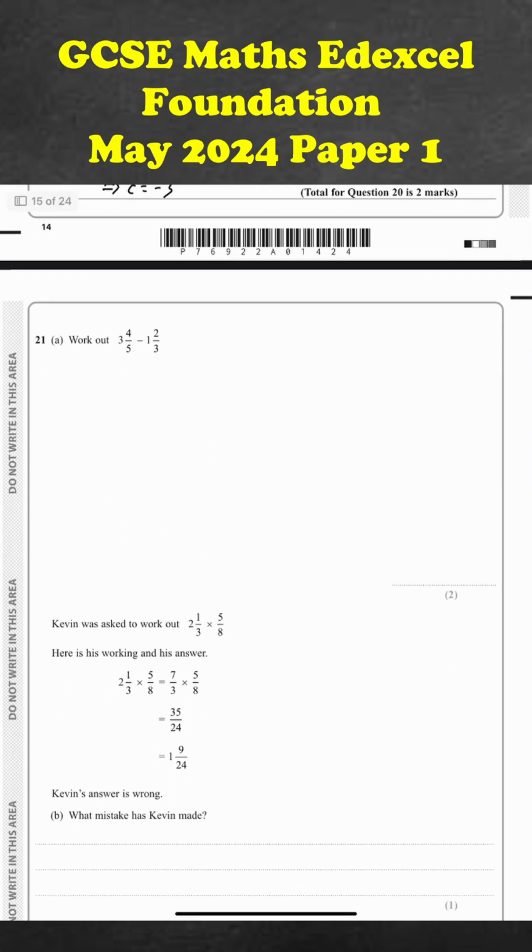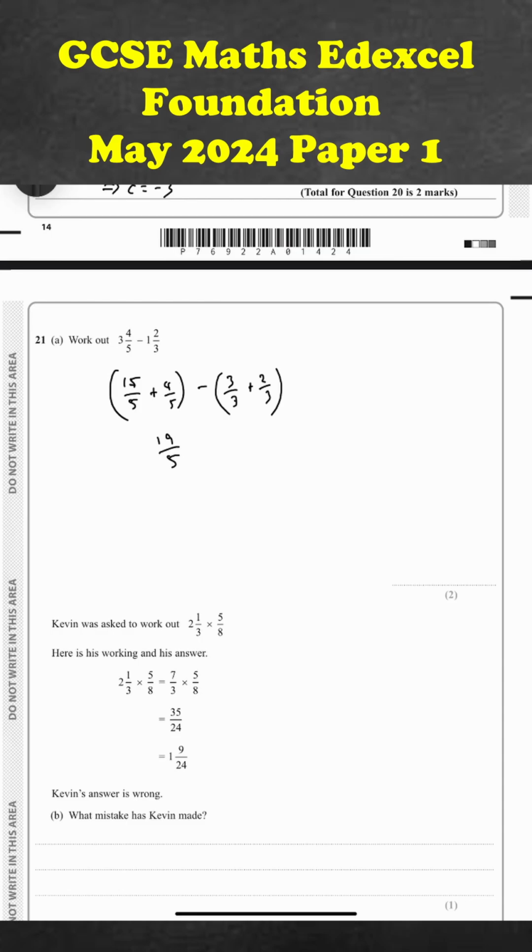Question 21. Work out 3 and 4/5 minus 1 and 2/3. So the way I would do this is I would make them all top-heavy fractions first. So this is going to be 15/5 plus 4/5 for the first term, minus 3/3 plus 2/3 for the second term.